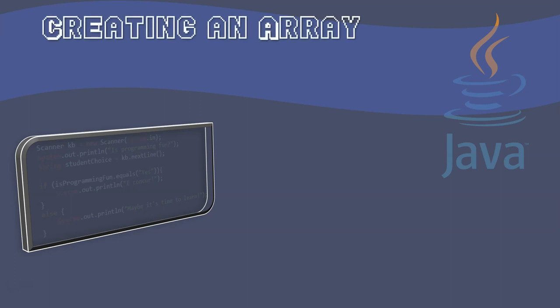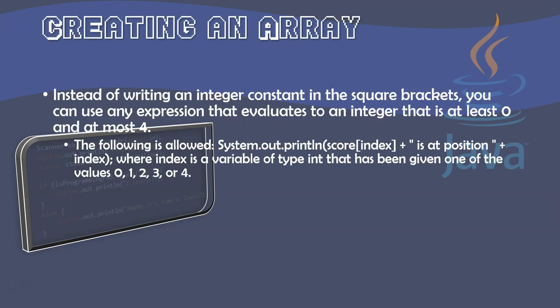So when we go back to our discussion on creating an array, instead of writing the integer constant in square brackets, you can use any expression that evaluates to an integer that's at least 0 and at most 4. So the following would be allowed: System.out.println(score[index]) is at position index. Index, of course, refers to that number. Index is a variable of type int, specifically one that has been given the value 0, 1, 2, 3, or 4, because remember, our score array we set to size 5.